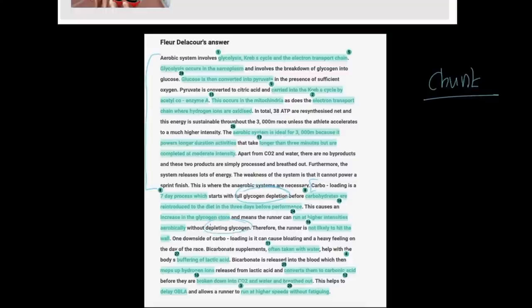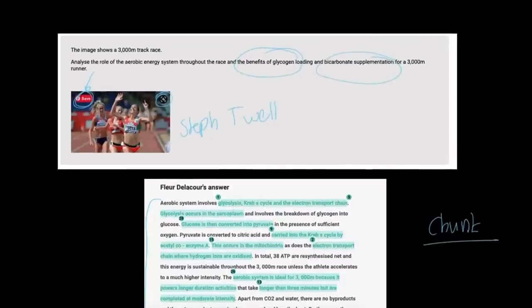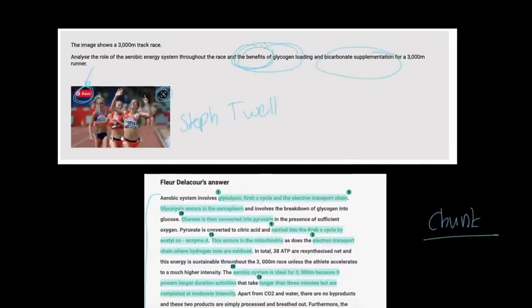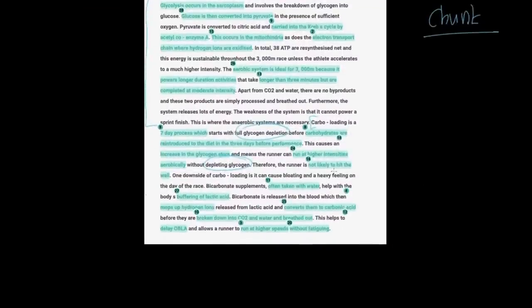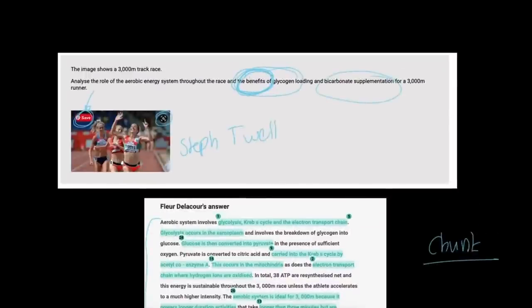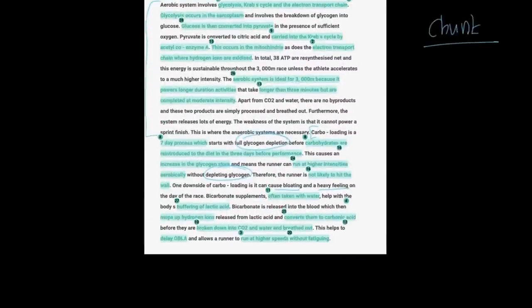It's about depleting glycogen. On the downside, it's arguable whether you should give a downside here because it's asked you for the benefits specifically, but if in doubt, put it in. So on the downside, carbo loading can be bloating and heavy feeling on the day of the race. So you see, I didn't get any credit for this. Why? Because I was asked about benefits. Now, I still would argue that you should put your evaluative points in. It shows you understand this topic.